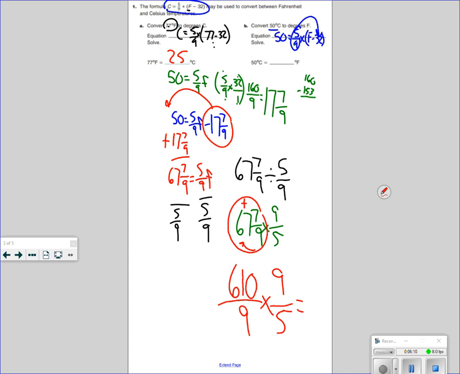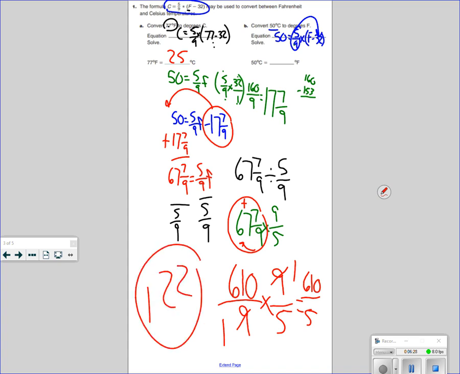Now I can multiply. I can cross reduce. 9 divided by 9 is 1. So when I multiply across, 610 times 1 is 610. 1 times 5 is 5. On my calculator, I'm going to go 610 divided by 5, and that equals 122. I'm going to scroll back to the top if I can figure out where that is. This answer is 122 degrees Fahrenheit. Let's move on to the next page.